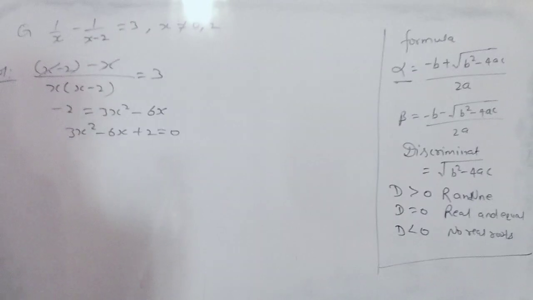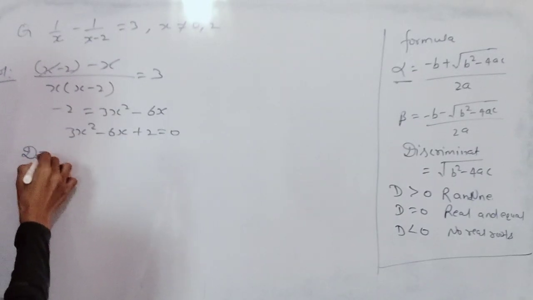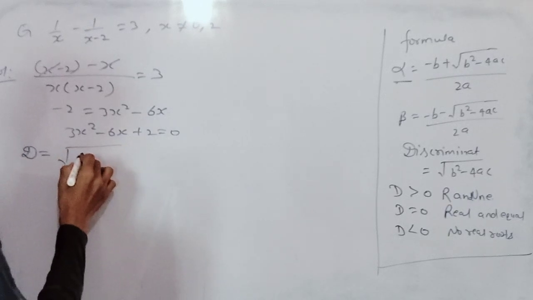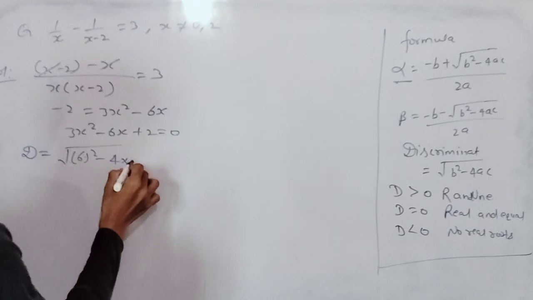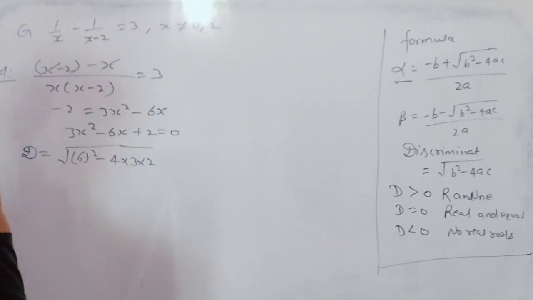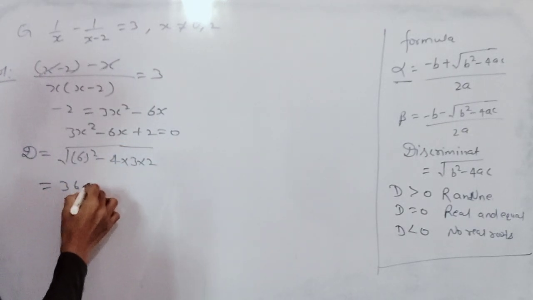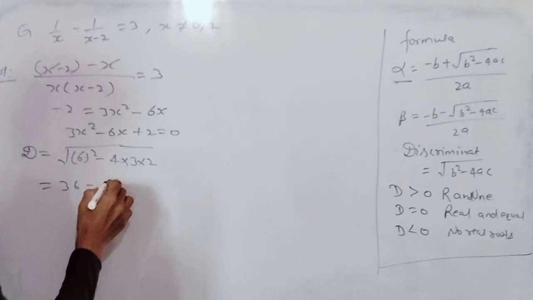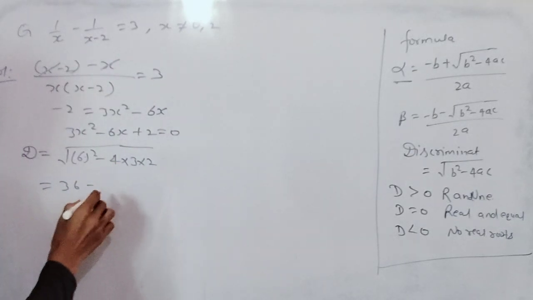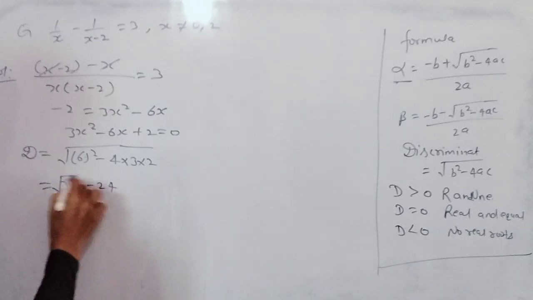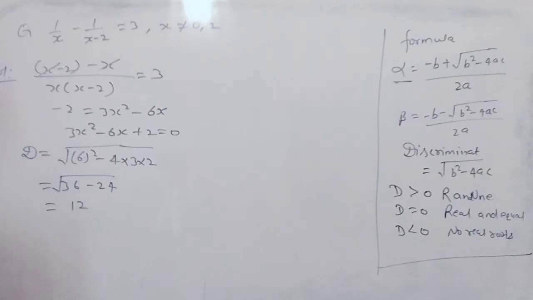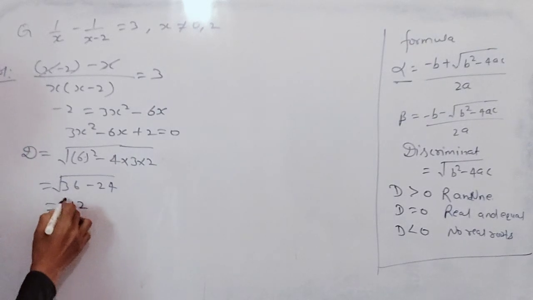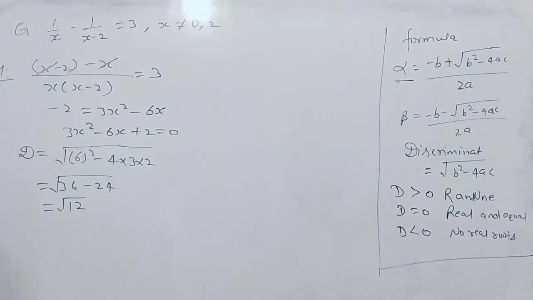We can find what, the discriminant. So how to do? B is 6 square minus 4 multiple 3 multiple 2. Clear? Now 36 minus 4 3 is 12, 12 2 is 24. Yes, it is 12. So yes, it is a real number.